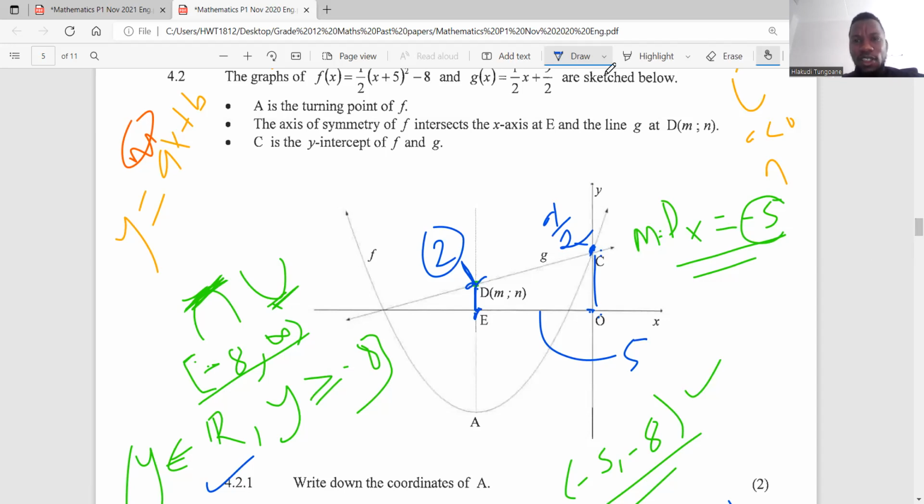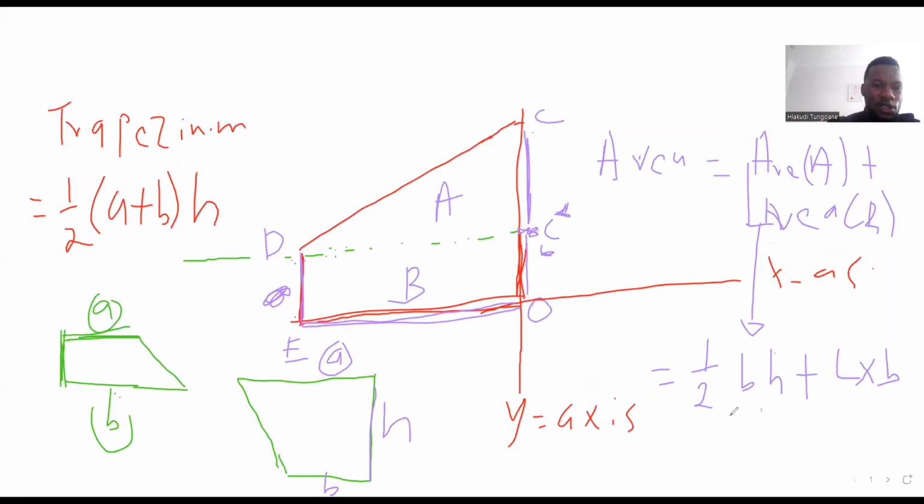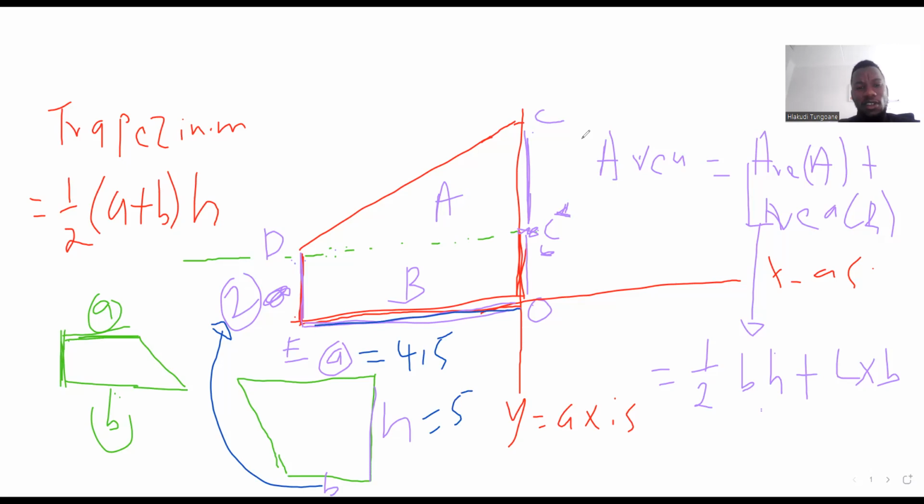Then we can just substitute straight into our formula. DE we know is equal to N, which is 2, which is B. It's the same as B here. And our A is the same as OC, and OC is 9/2, which is 4.5. And what is this? This is the H, which is equal to 5 units, because from there to there, it's just 5 units.